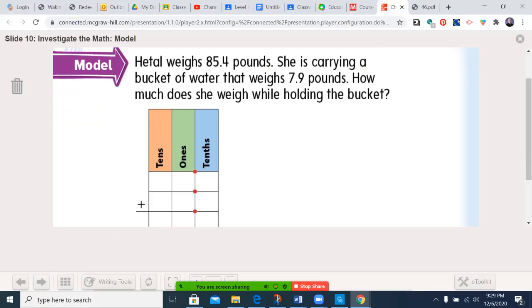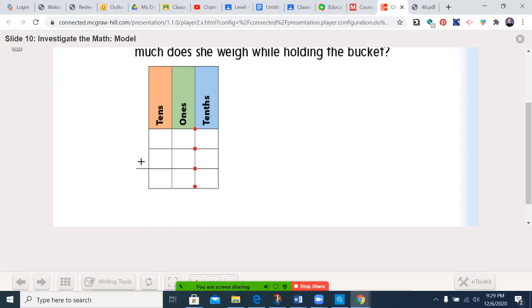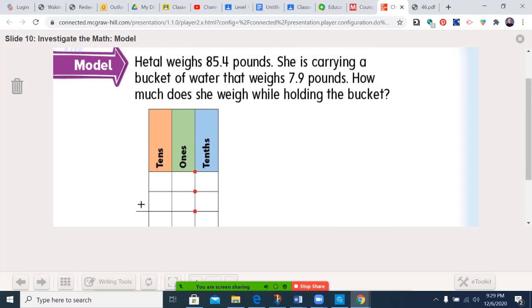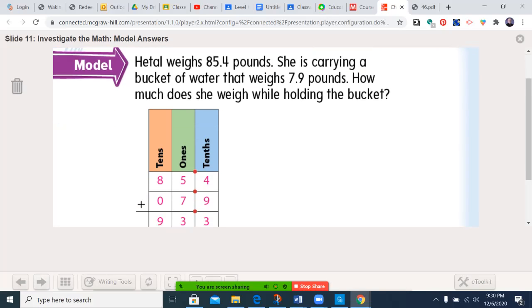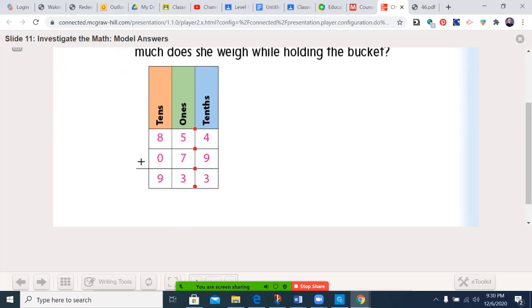So Hatal weighs 85.4 pounds. She is carrying a bucket of water that weighs 7.9 pounds. How much does she weigh while holding the bucket? This is one of those problems that is not in your book. And just to make things a little easier on the numbers, I'm going to bring out the next slide here.